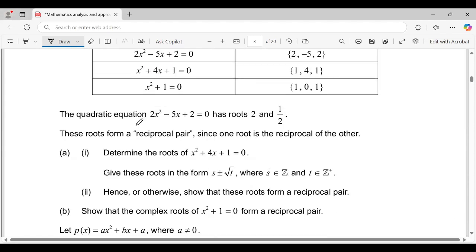The quadratic equation 2x squared minus 5x plus 2 equals 0 has roots 2 and 1/2. These roots form a reciprocal pair, since one root is the reciprocal of the other. So 2 and 1/2 are reciprocals, because 2 multiplied by 1/2 equals 1. Determine the roots of x squared plus 4x plus 1.